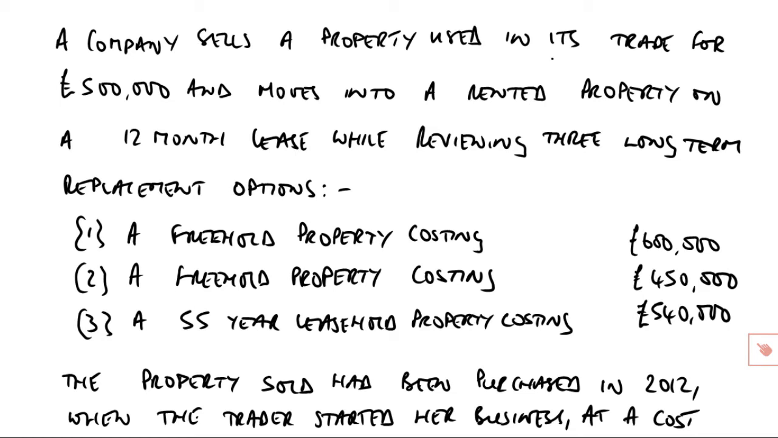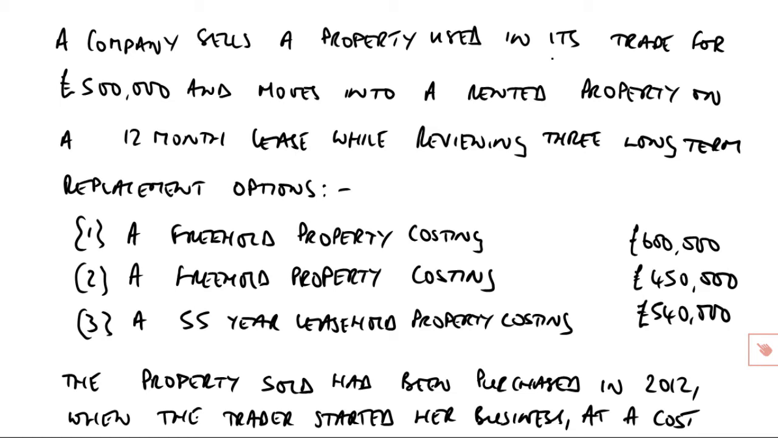Now then, once we've discovered it's a company, so we know it's corporate tax, a property used in the trade is a qualifying business asset. We've sold for £500,000 and we've moved into a rented property. Sales proceeds £500,000. That's a critical figure. Moved into a rented property. So at this point, there'd be no immediate rollover relief available.